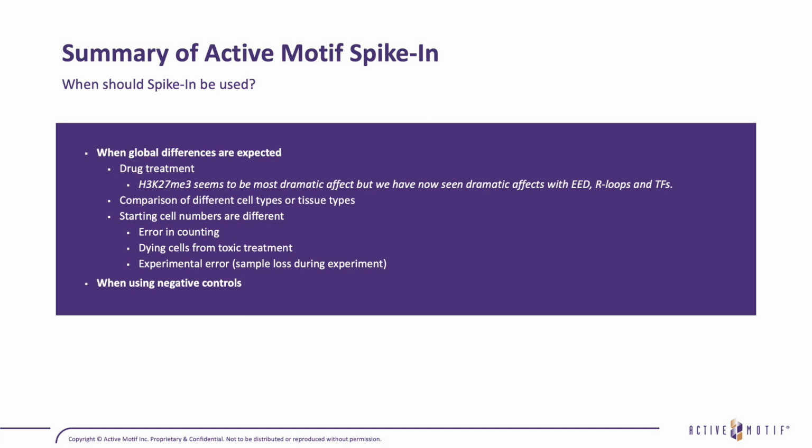And then the last one is from the data I just showed. In this case, when you're using negative controls, it seems necessary in a CUT&Tag based assay, at least, to use a spike-in normalization.